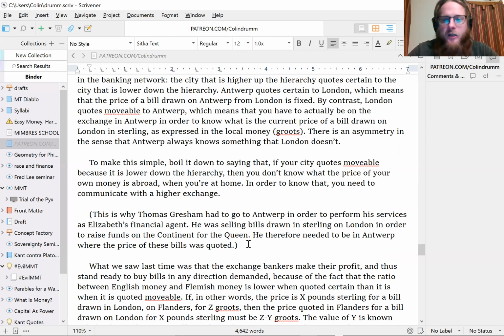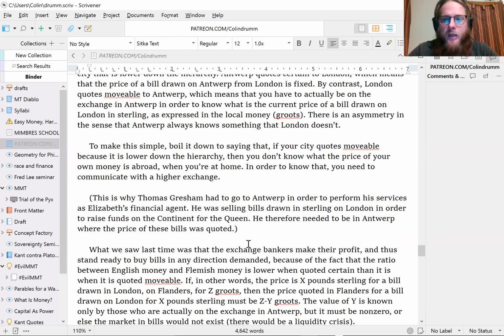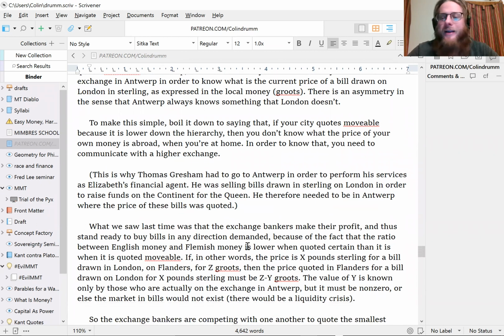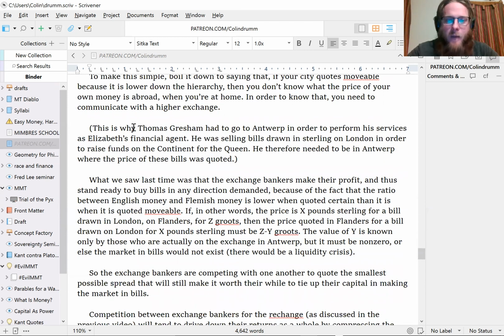In order to know that, you need to communicate with the exchange abroad to find out what the current price is. Because the other price doesn't float; it's fixed. I mean, it's changed. It's published periodically in the content. So this is why, for example, Thomas Gresham, the man who gave his name somewhat incorrectly (it's not really his law) to Gresham's law, right? Who is Elizabeth's financial officer, who's doing all this business for her.